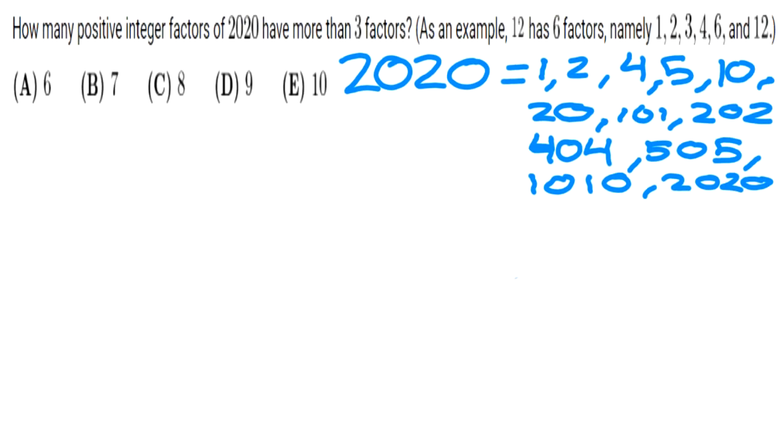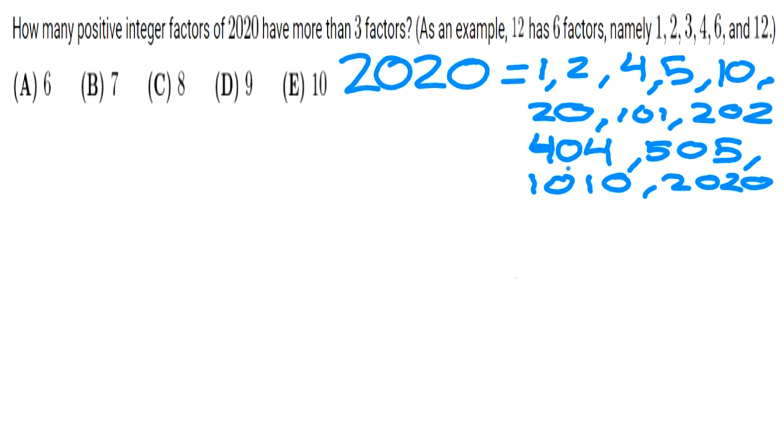Okay, next question. How many positive integer factors of 2020 have more than 3 factors? As an example, 12 has 6 factors, namely 1, 2, 3, 4, 6, and 12. So, first we have to figure out all the factors of 2020, which is 1, 2, 4, 5, 10, 20, 101, 202, 404, 505, 1010, and 2020.